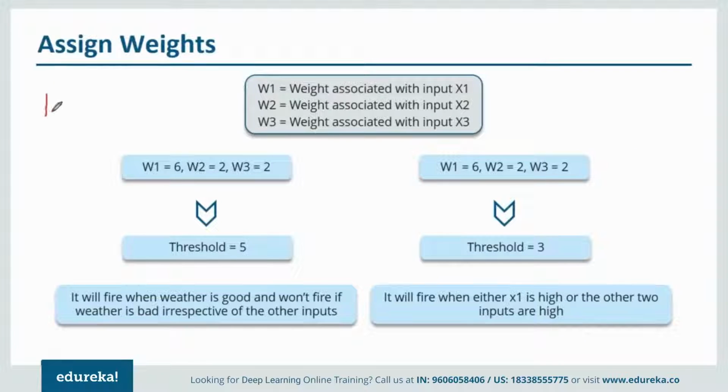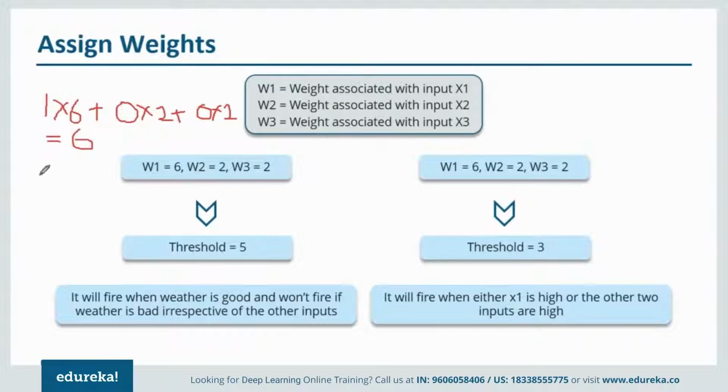Alright, so I'll use my pen and we'll see what happens when weather is good. When weather is good, our x1 is 1, our weight is 6, so we multiply it with 6. Then, if my wife decides that she is going to stay at home and be busy with cooking and doesn't want to drink beer with me, that input becomes 0. 0 into 2 makes no difference because it will be 0 only. Then again, there is no public transport available, so this will also be 0 into 2. So what output do I get here? I get 6.